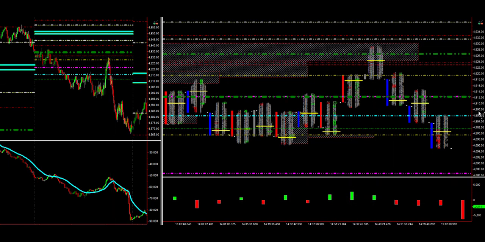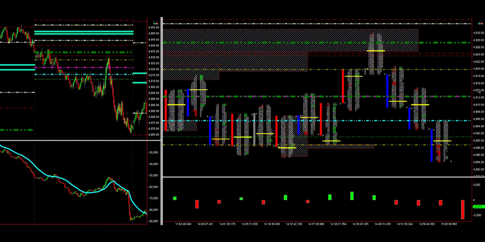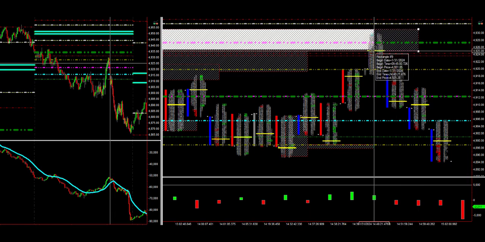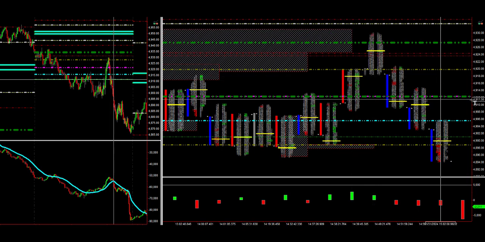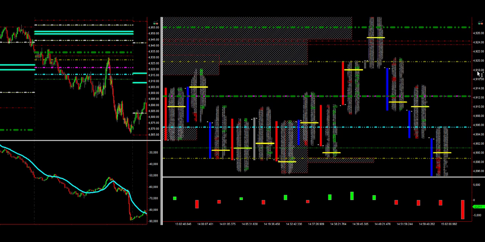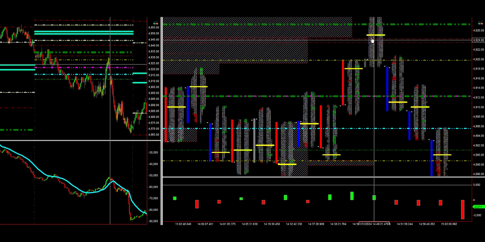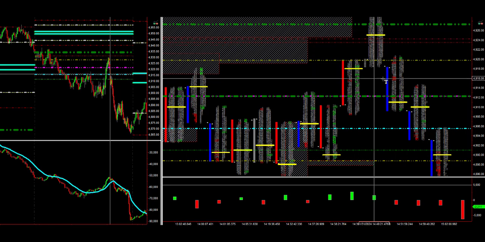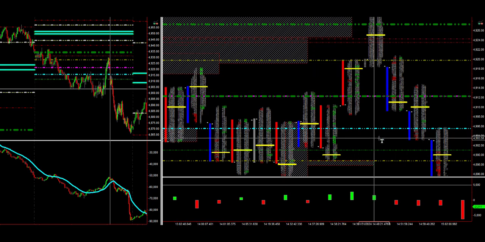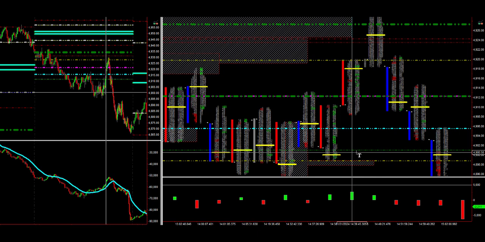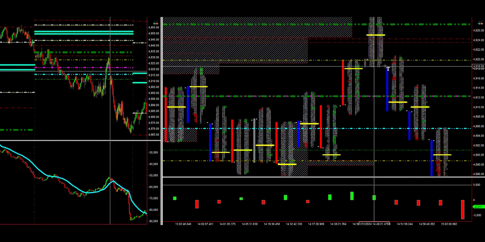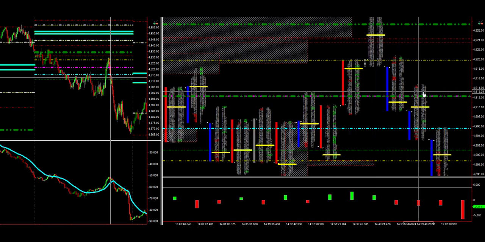So where was the bar open and where did it close? Let me move it a little bit to the left side. It opened here, went up, got rejected, came down. Close, open, close. So they really pushed it down.